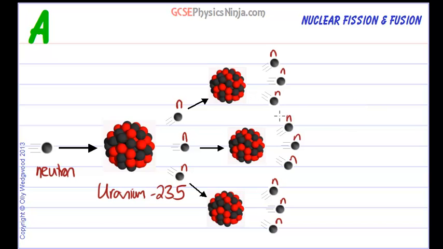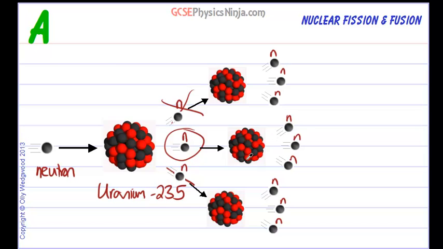So in a nuclear reactor, we'll only, on average, let one of these neutrons go on to fission another uranium nucleus. These guys here will probably get absorbed by a control rod. So it's only one neutron that goes on to make another fission, and that would be a stable process.